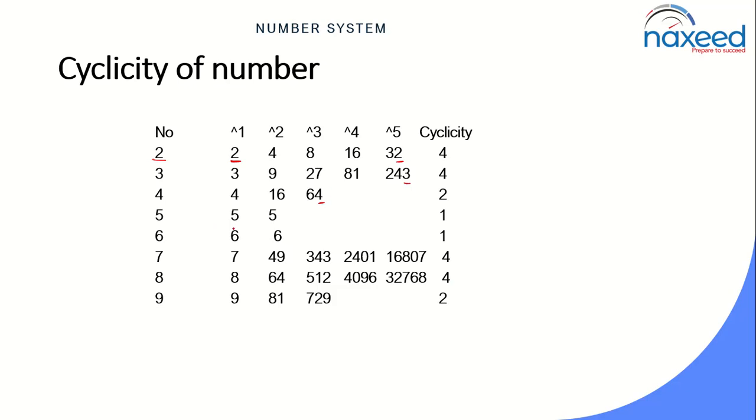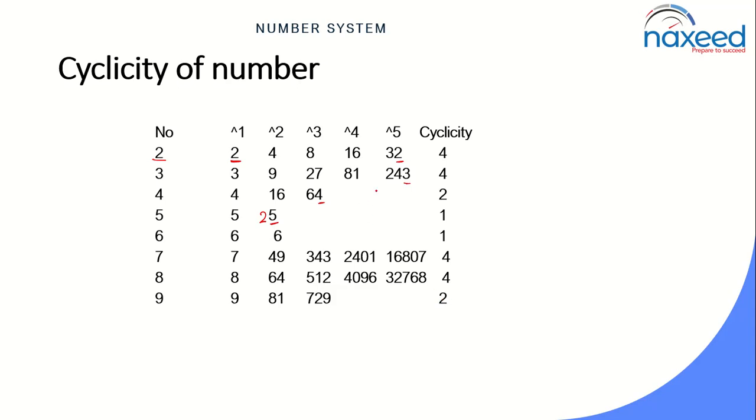Understood? For 5 it will be 5 to the power 1, 5. 5 square will be 25. So the cycle is repeating here in power 2 only, so the cyclicity of 5 will be 1. For 6, the same thing as 1. For 7, if we go like this, we will get the cyclicity will be 4. For 8, it will be 4 once again, and for 9, it will be 2.